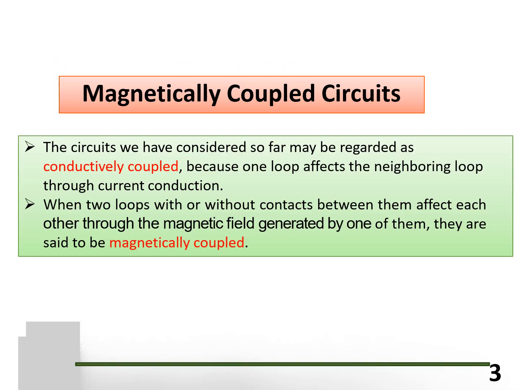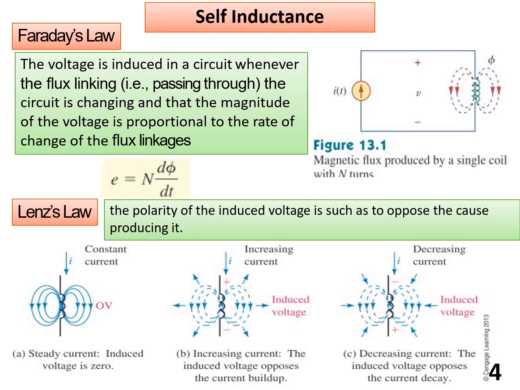Magnetically coupled circuit. The circuits we have considered so far may be regarded as conductively coupled because one loop affects the neighboring loop through current conduction. When two loops, with or without contacts between them, affect each other through the magnetic field generated by one of them, they are said to be magnetically coupled.